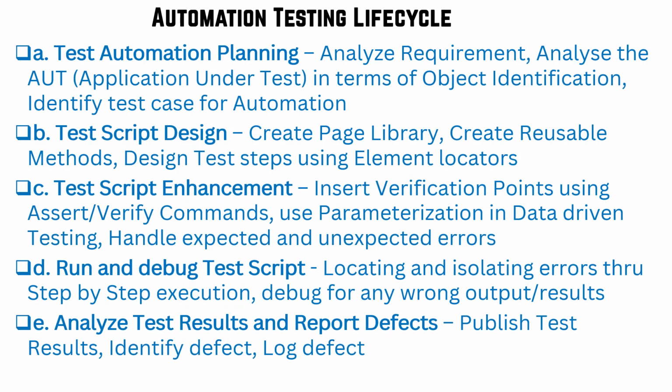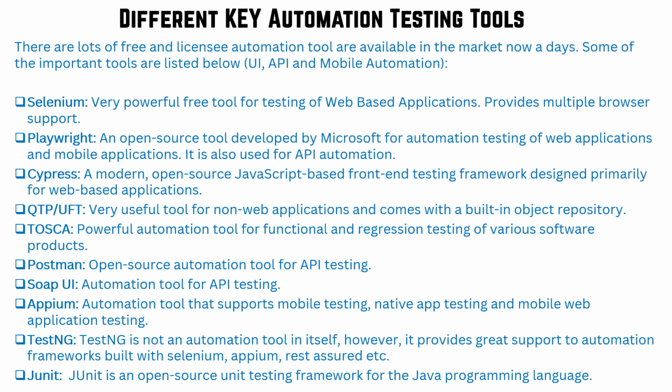Okay, there are a couple of steps as part of the automation testing lifecycle: planning, design, enhancement, run and debug, and last, analyze the result and log defects. There are a lot of tools available, a couple free, a couple licensed, like Selenium, Playwright, and Cypress, which are free, whereas UFT and Tosca are paid tools for UI automation.